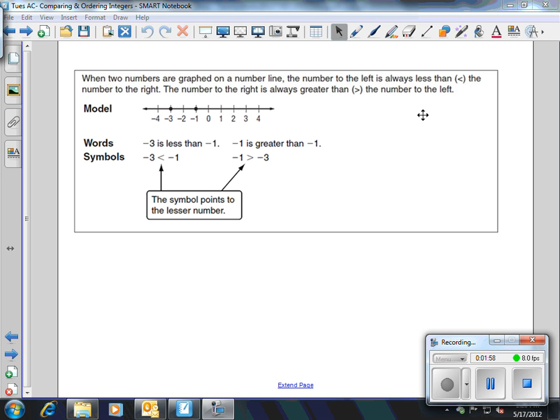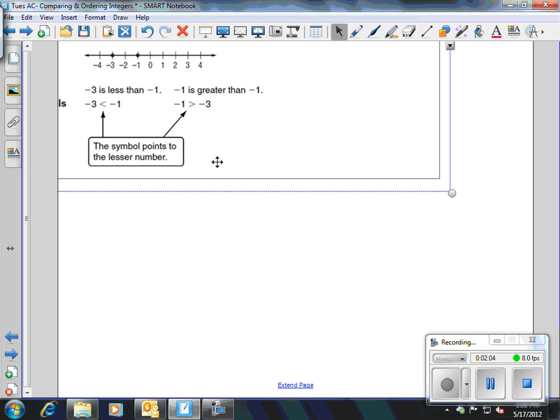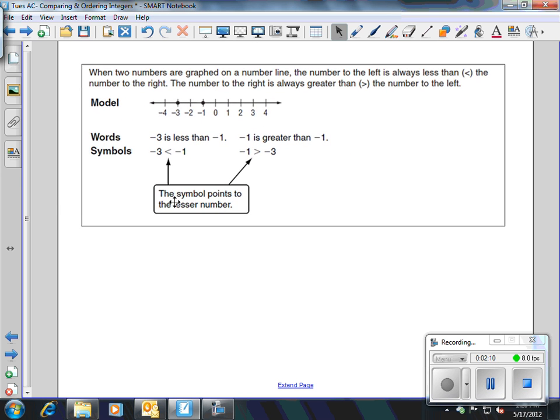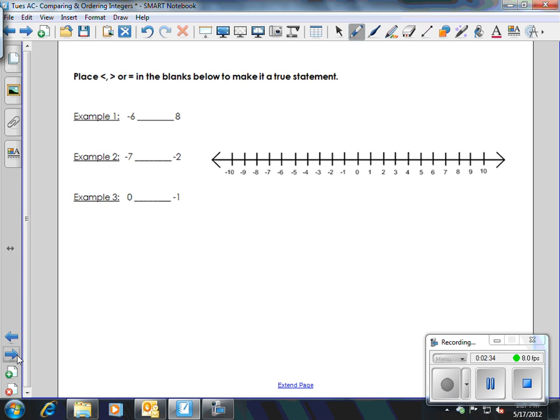So on this picture, we have -3. So the number to the left is smaller than the number to the right. So that's why we say -3 is less than -1. -1, on the other hand, is greater than -3 because it is further to the right. So we're going to place a less than or a greater than symbol or an equal sign in the blanks to make it a true statement.